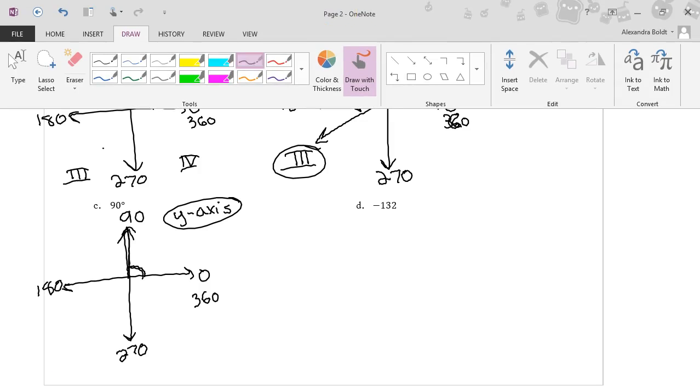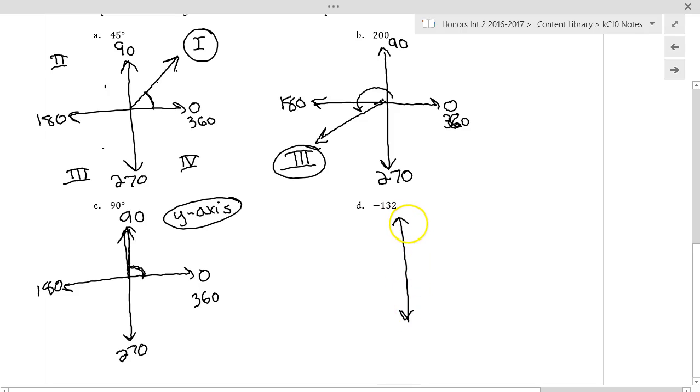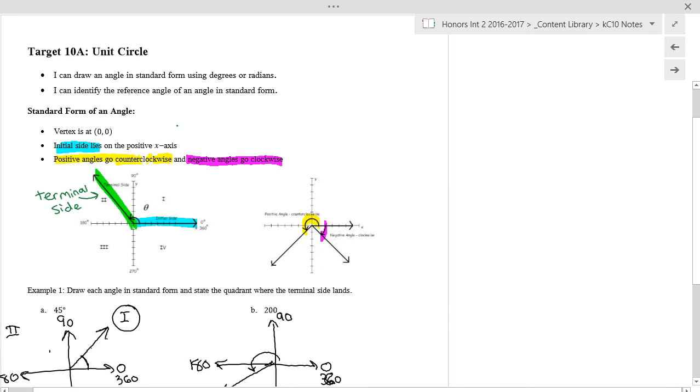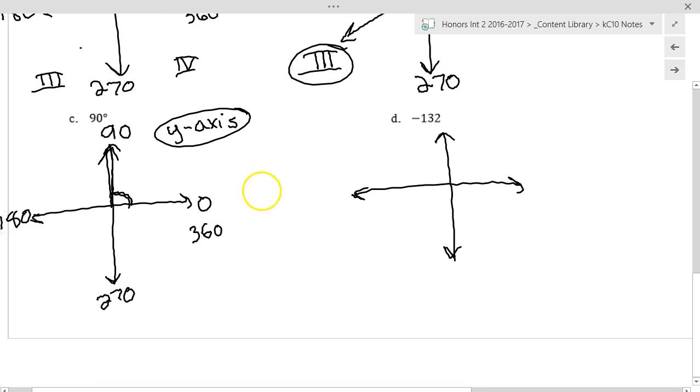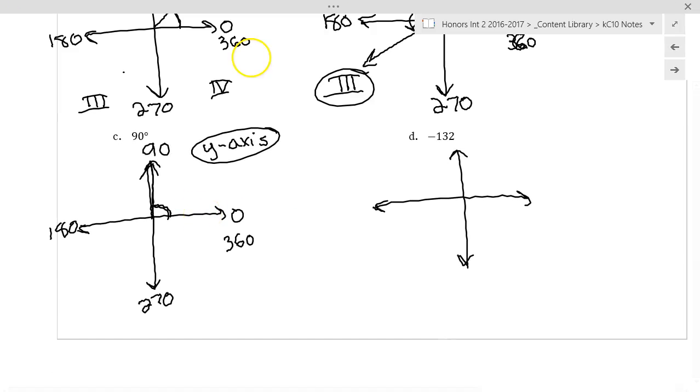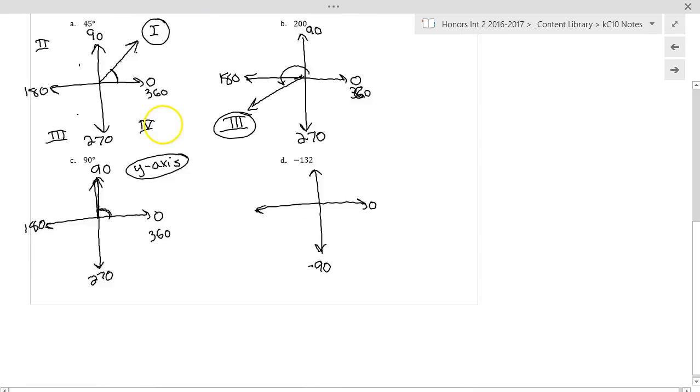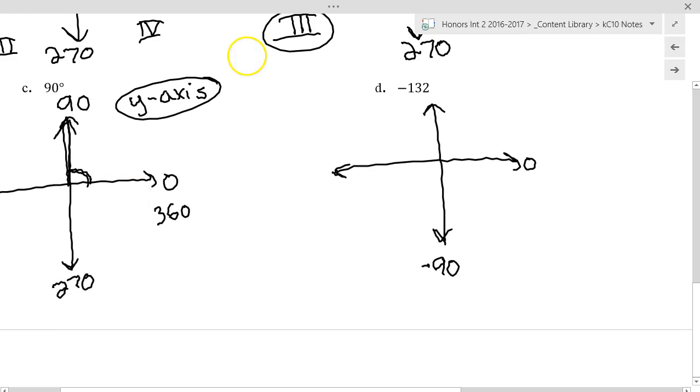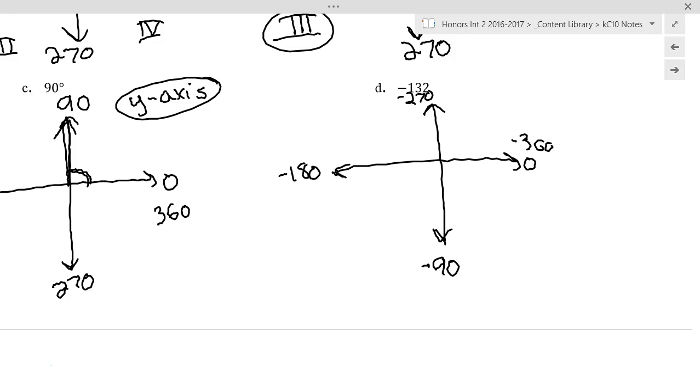And then finally, D is negative 132 degrees. So now I have a negative angle. For negative angles, I'm going to count the other way. I'm still going to start at 0, but I'm going to go backwards. This is negative 90, negative 180, negative 270, negative 360. So negative 132 is going to be between negative 90 and negative 180. It's actually kind of right in between the two. You don't have to be super exact. And that is also in quadrant 3. And that is it for that.